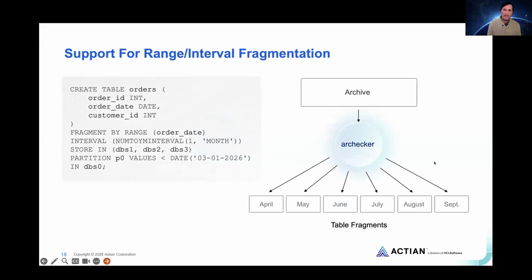Oh, here's another feature in ArcChecker that's sort of related. We've had, I shouldn't say new fragmentation schemes. They were new in 2013 with version 12.10 XC1. New schemes like range interval fragmentation. At that time, we didn't update ArcChecker to understand those fragmentation schemes.